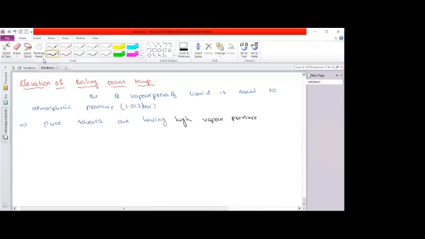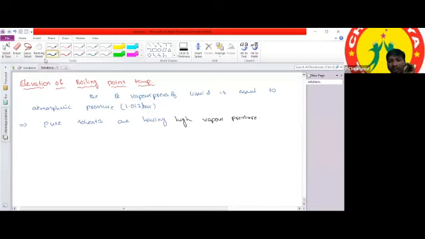Sir, it decreases. Very good, Kathy. So by adding the non-volatile solute to the pure solvent, vapor pressure is going to decrease. Why does the vapor pressure decrease? Because some solvent molecules are replaced by solute molecules, the surface area decreases. If the surface area decreases, vaporization also decreases. If the vaporization decreases, vapor pressure also decreases.